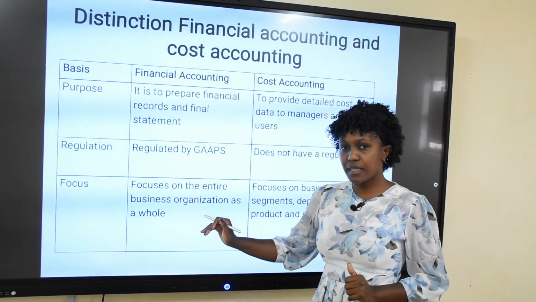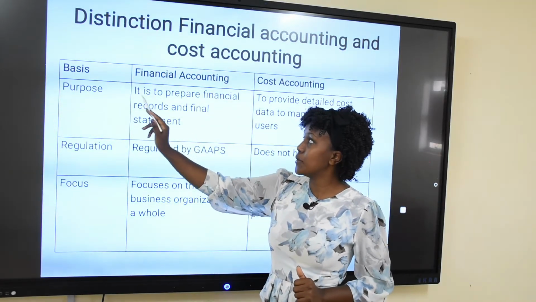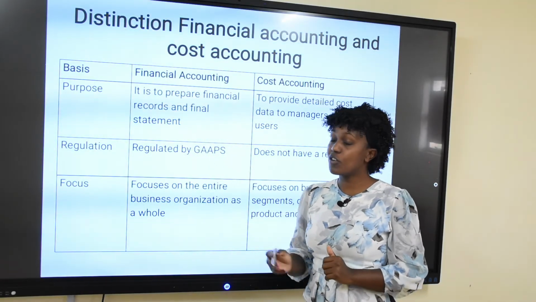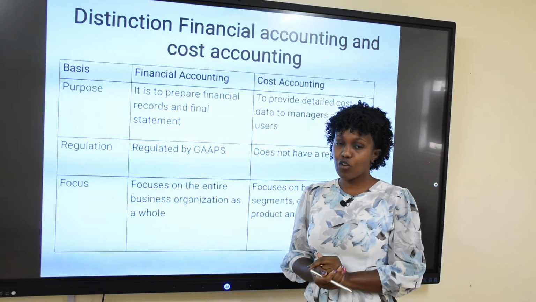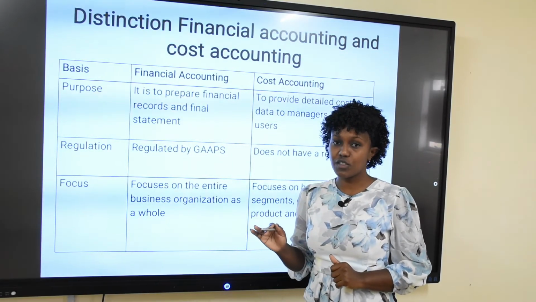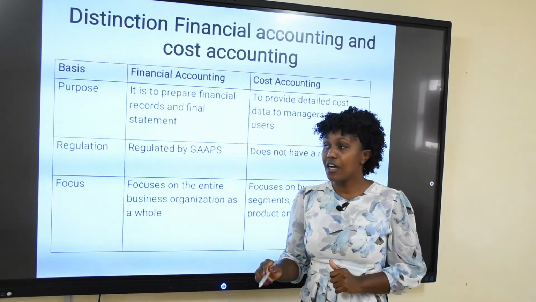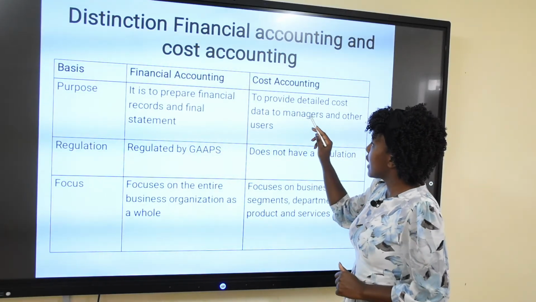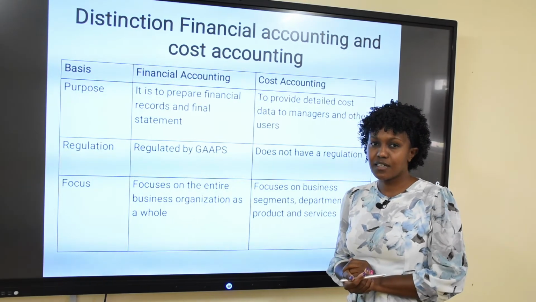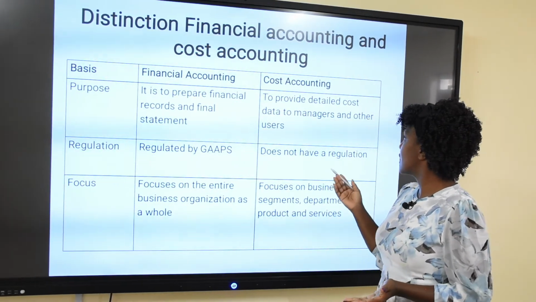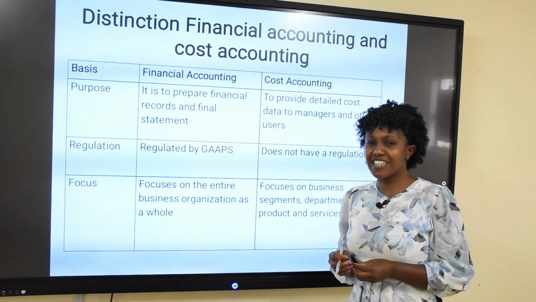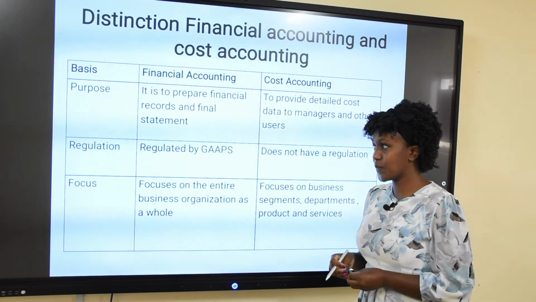Let's begin with the purpose. Now, we have said that financial accounting's purpose is to prepare financial statements, or what we call the income statement and the statement of financial position. That is the major purpose. On the other hand, cost accounting's purpose is to provide detailed cost data for management decision making. That is, the data is provided for people inside the organization, the management.